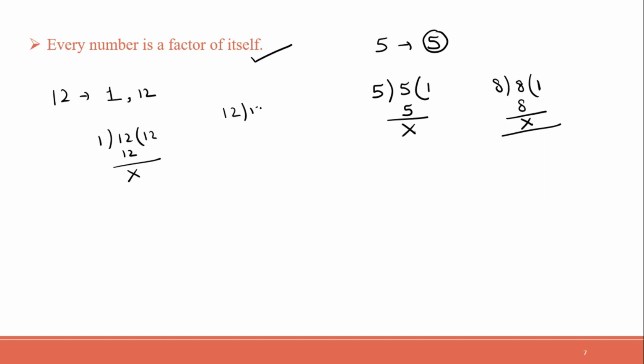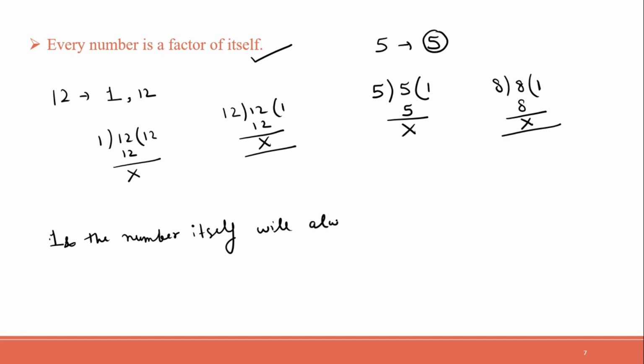Now let's check for 12. 12 into 1 is 12. Still no remainder left. That means we can say that 1 and the number itself will always be the factors of any number.